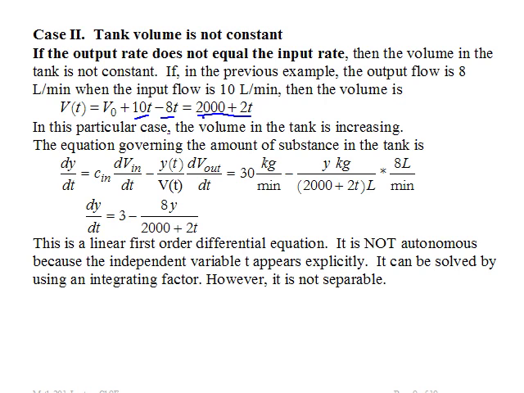Right. So now let's look at what we have here. It'd be the same thing. Your input was 30, remember that, kilograms per minute. The output was the substance Y in kilograms divided by the volume in liters. That's 2,000 plus 2t. The liters cancel, and you see I get kilograms per minute all over the place, which is what I want. Here's my differential equation. dy by dt equals 30 minus 8y over 2,000 plus 2t.